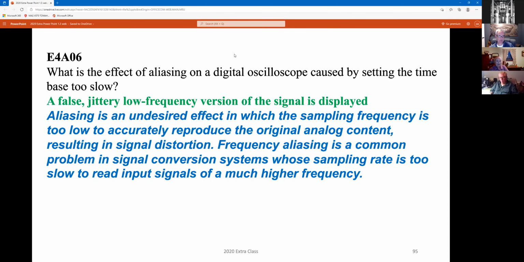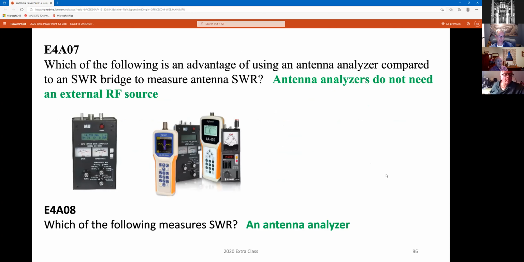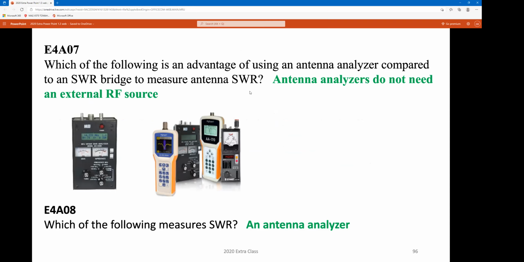Question 6, what is the effect of aliasing on a digital oscilloscope caused by setting the time base too slow? And it's a false jittery low frequency version of the signal displayed because the sample rate just can't keep up with the frequency of the input. Which of the following is an advantage of using an antenna analyzer compared to an SWR bridge to measure antenna SWR? Antenna analyzers don't need an external RF source. And similarly, which of the following measures SWR? An antenna analyzer.